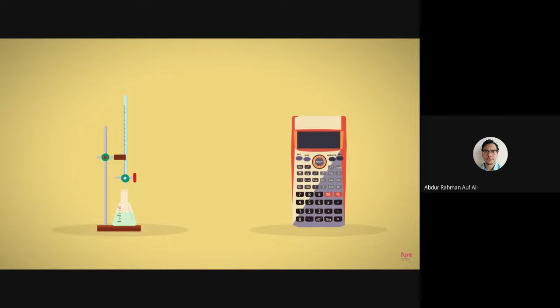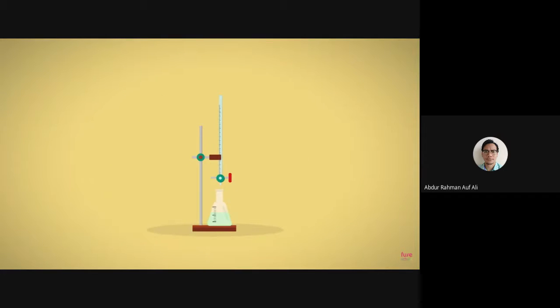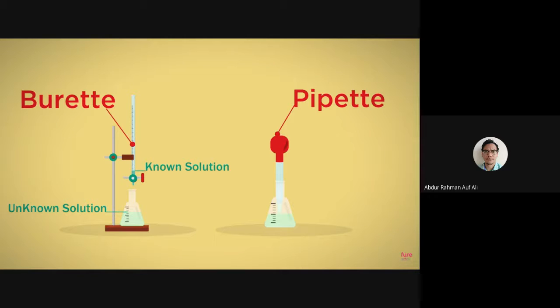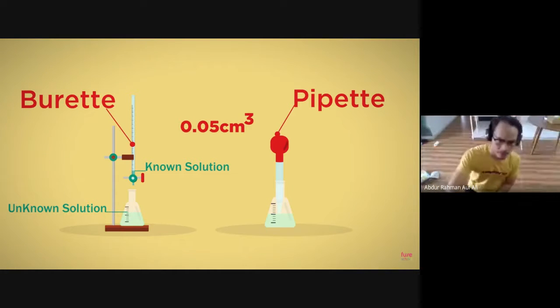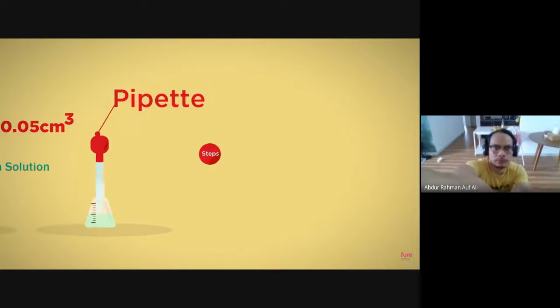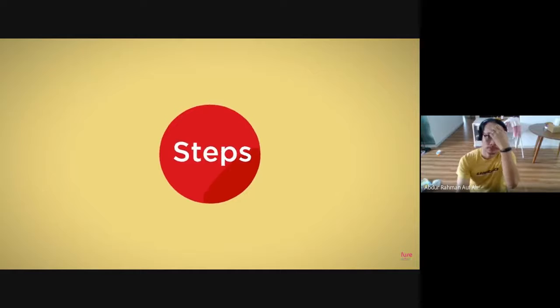The apparatus needed for titrations looks like this. The pipette is used to accurately measure a certain volume of the unknown solution into the flask. The burette is then used to accurately measure and add the known reactant to the unknown until the reaction is complete. The burette can measure up to a 0.05 cubic centimeter accuracy. To carry out a titration, you follow these steps.